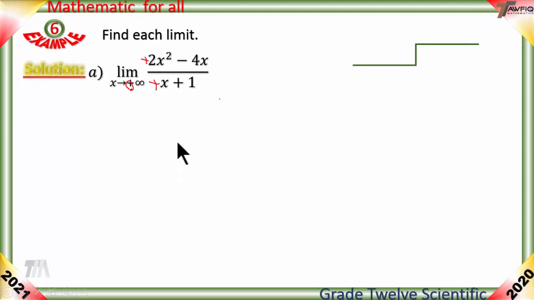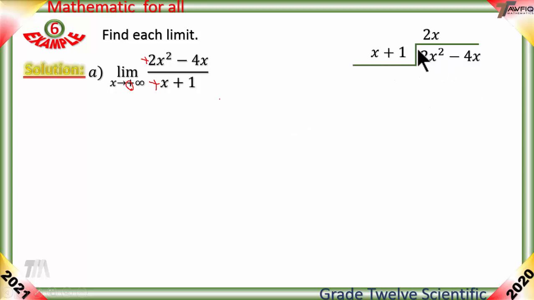But if we want to find the slant asymptote, take a long division: 2x squared minus 4x over x plus 1.